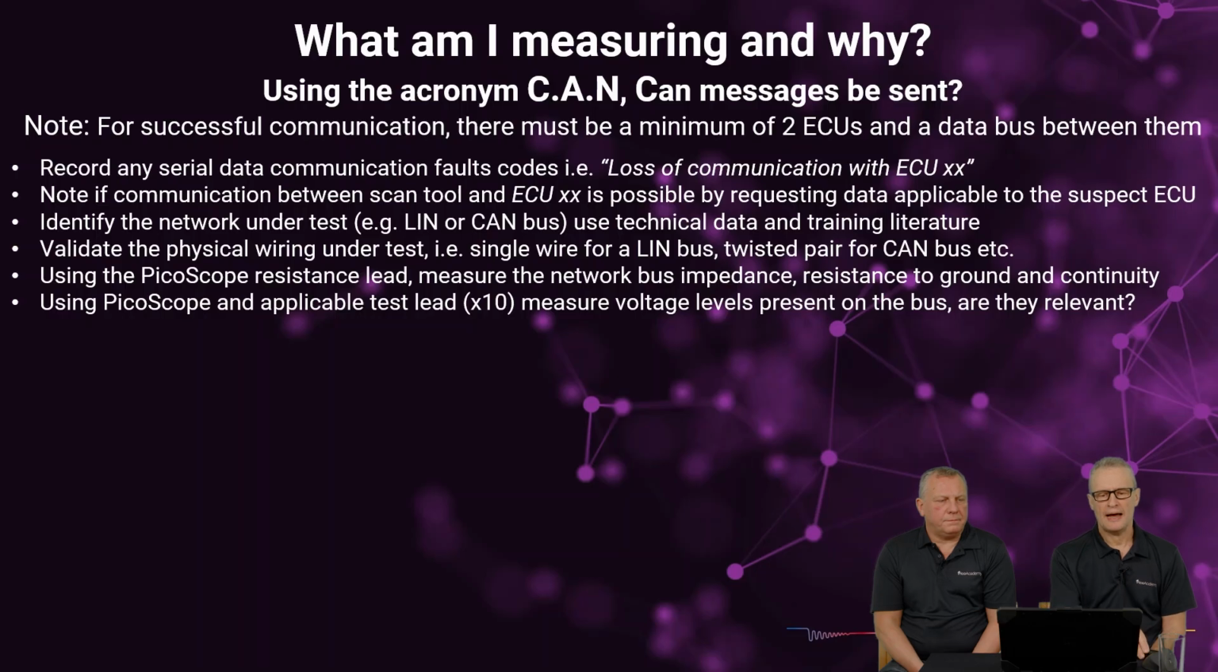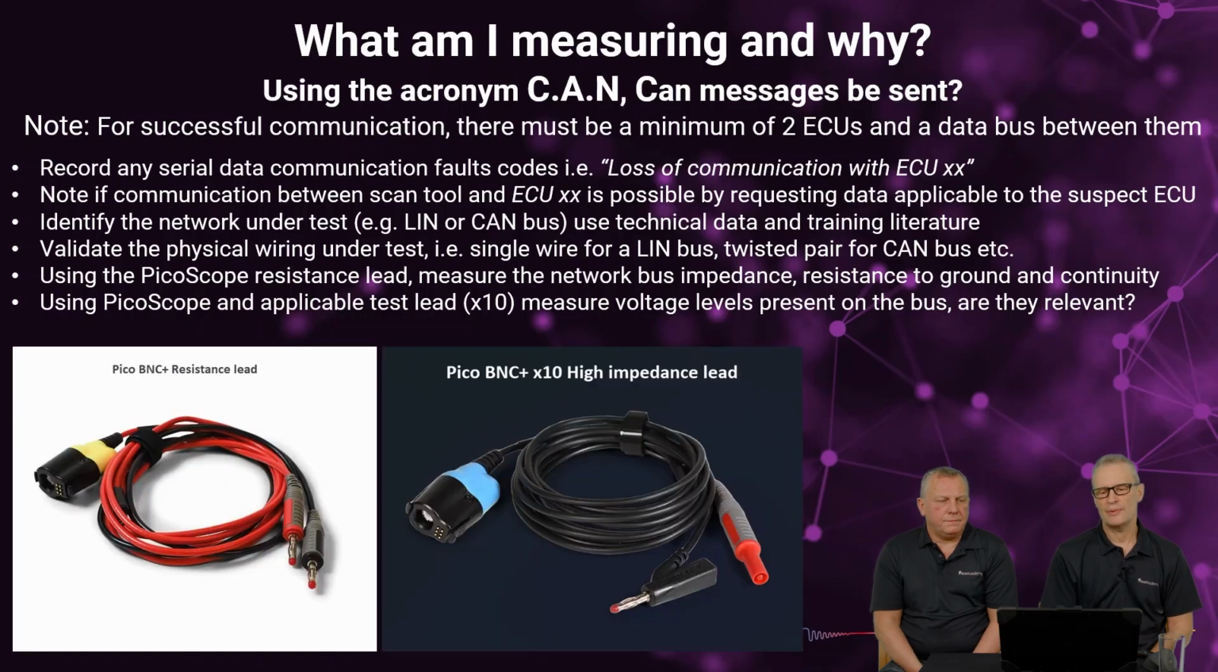And using PicoScope, an applicable test lead, and I've gone for what we call a ×10 test lead here. Why are we using an attenuated test lead to measure low voltage? Typically we always choose a high attenuation for high voltage measurements. Well, this is what we call a high impedance lead. I talked earlier about intruding onto the network simply by taking a measurement. By having this high impedance, we reduce the influence of our measurement tool on the network. So it's a nice default go-to tool to measure voltages present on the bus, and are they relevant?